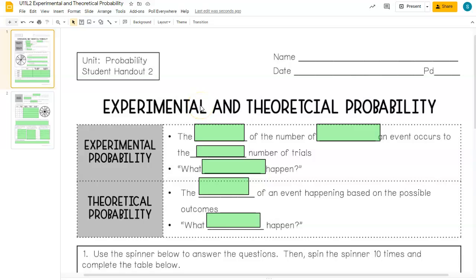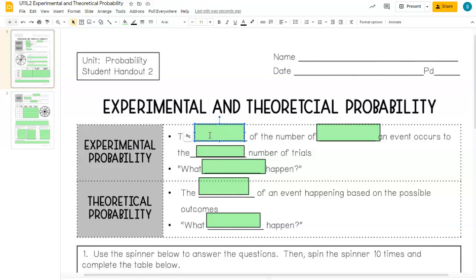Experimental probability is the probabilities that you get from doing a physical experiment. Theoretical probability is the probability that you get from visualizing a model. We're going to keep those two ideas in mind. Experiment has to do with actually doing trials, and theoretical is based on a model. Okay, so let's talk about experimental probability.